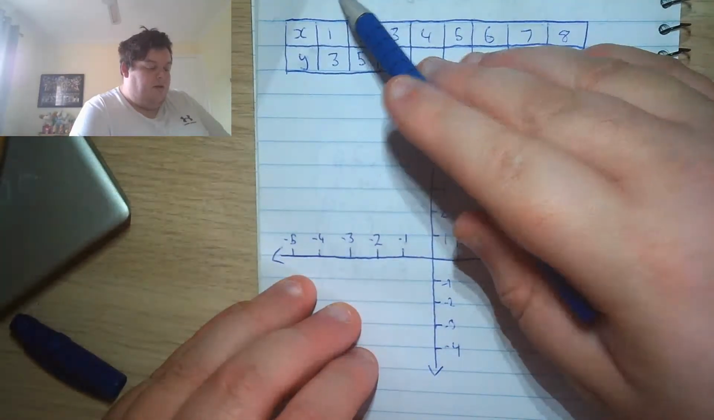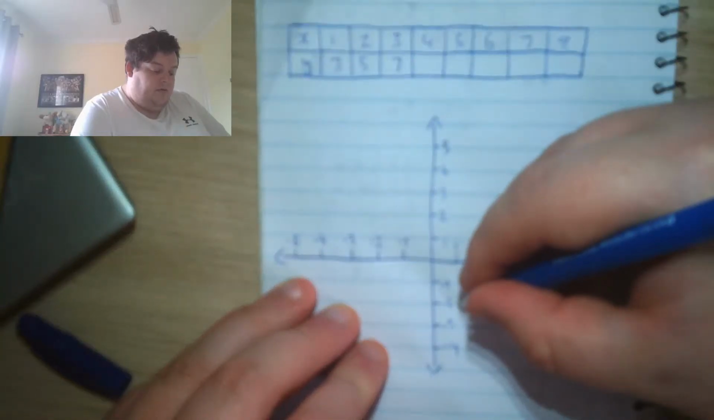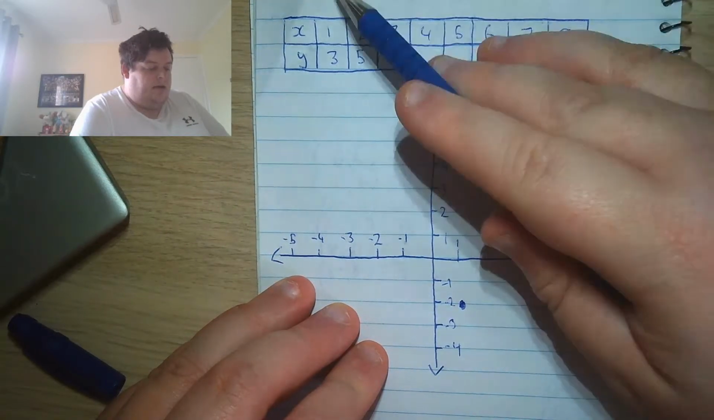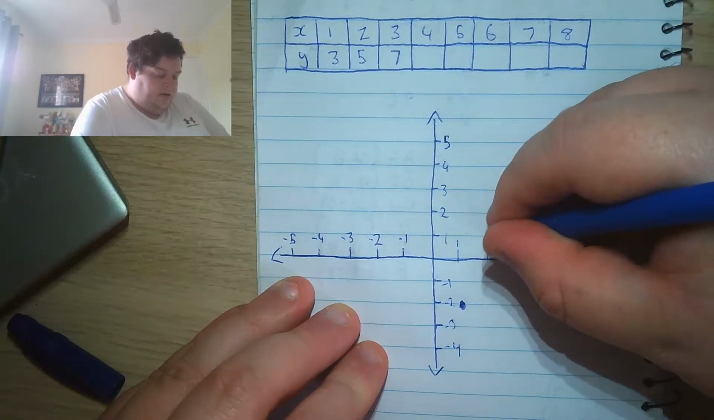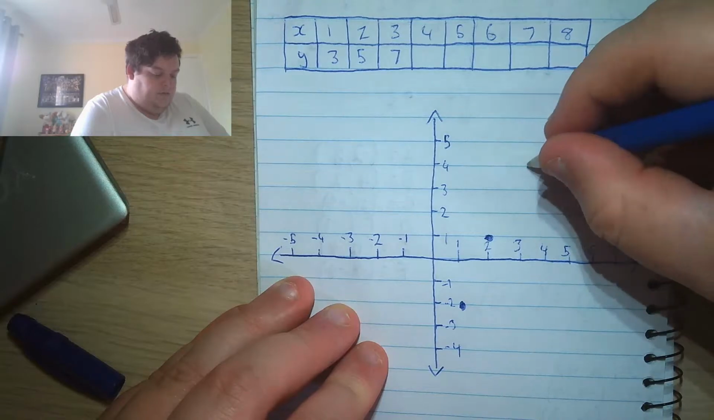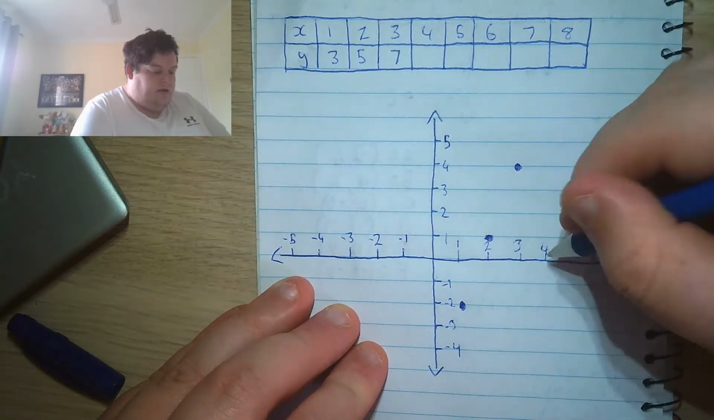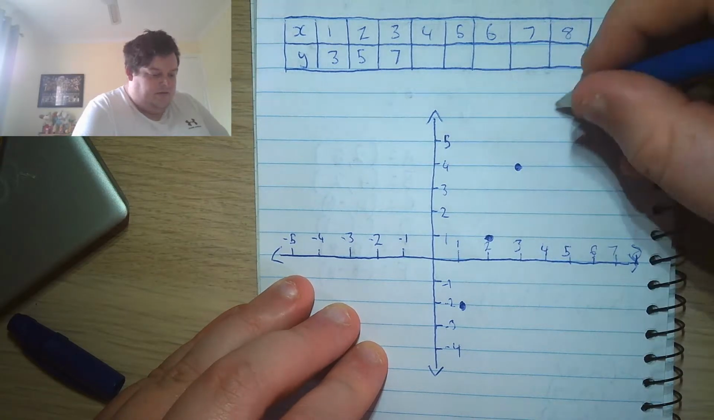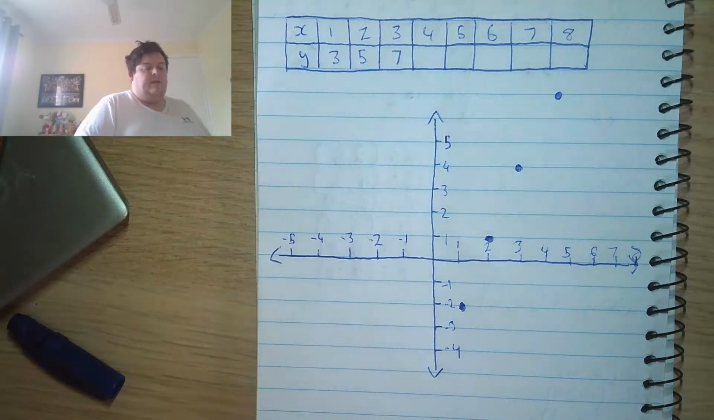So the first point was 1 and negative 2. So x equals 1, y equals negative 2 would go here. Okay. Then we had x equals 2, y equals positive 1. That would go there. X equals 3, y equals positive 4. Got there. X equals 4, y equals positive 7, which I haven't done my scale high enough, but if I had, it would have gone up to here, right?